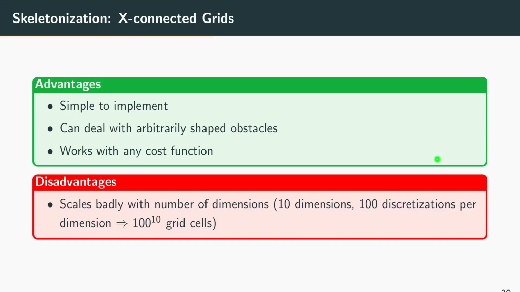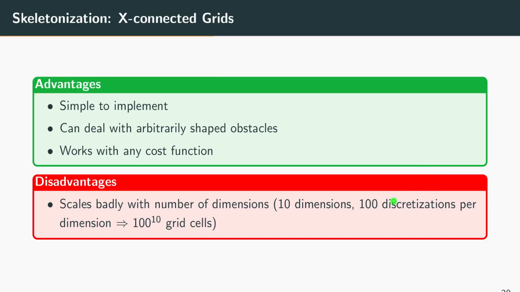Okay, and so here basically the advantage is that it's fairly simple to implement. It also deals with arbitrarily shaped objects. It is very fast to construct, but it scales really poorly with the number of dimensions. So it's basically exponential in the number of dimensions.